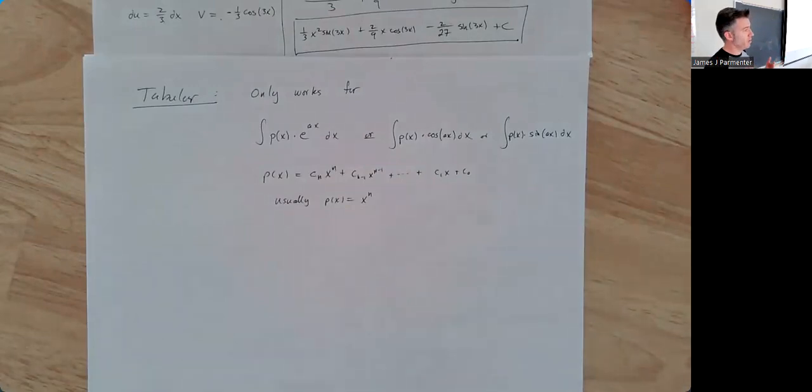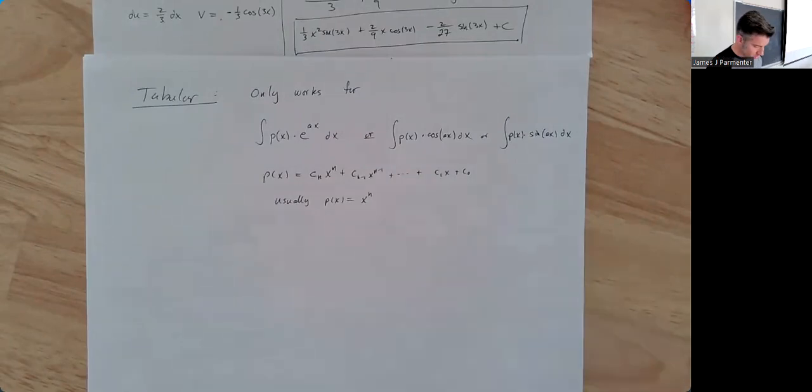So the only condition on polynomials is that the coefficients are real numbers and the powers are non-negative integers. Something like x to negative 1 would not work. It's still a polynomial.